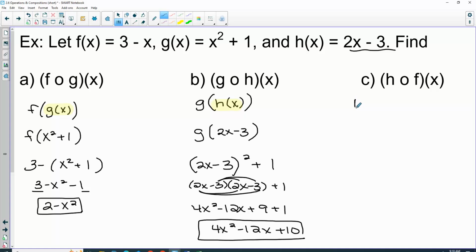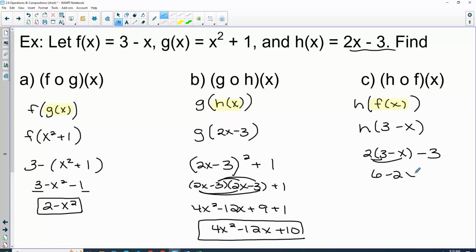C. This one's h composed with f of x. So starting on the inside, f of x is 3 minus x. I'm putting that into h. H is 2 times the thing we're plugging in, so 3 minus x, with a minus 3 on the end. Distribute the 2, so we get 6 minus 2x minus 3. Combine like terms, so 3 minus 2x.